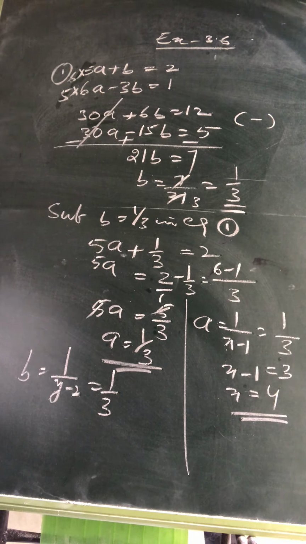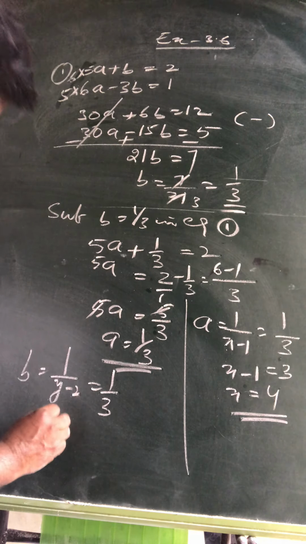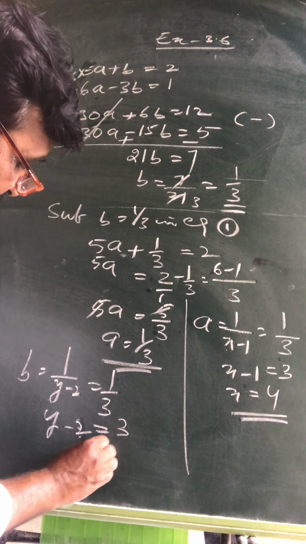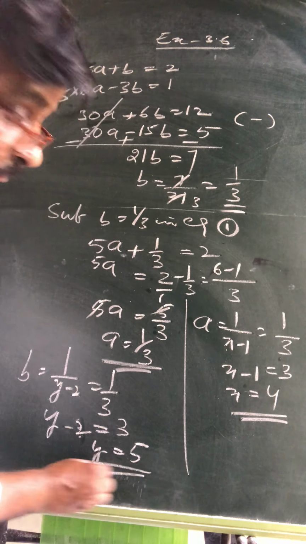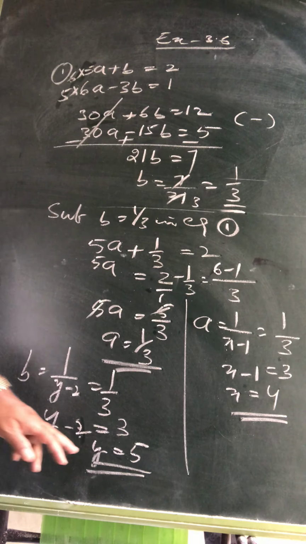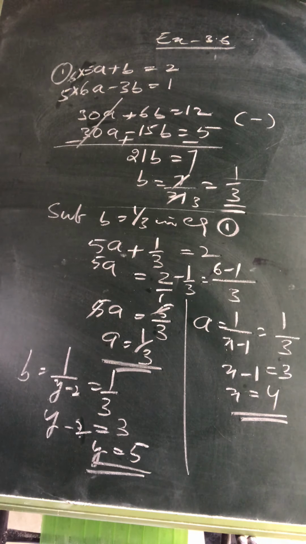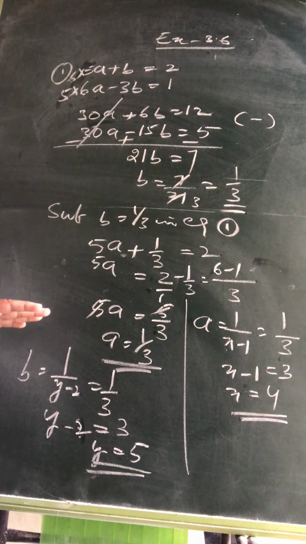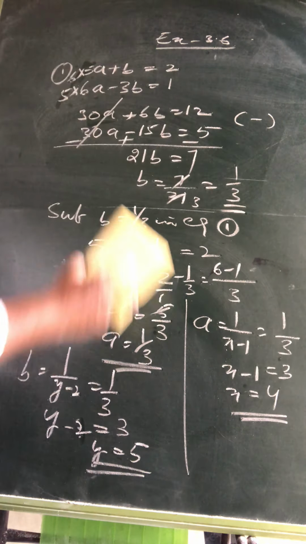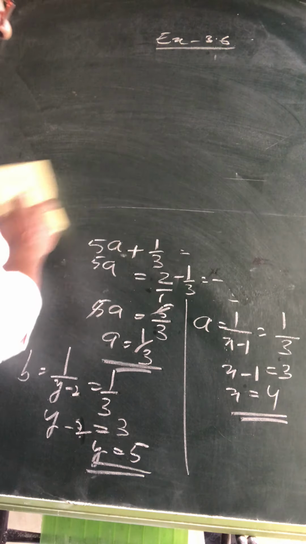b is equal to, so here y minus 2 is equal to 3, y is equal to 5. So already we got x is equal to 4 and y is equal to 5. So this is the way to solve the equations which are not in the form of a pair of linear equations. Okay. Now we are going to take some other problems from the same exercise.